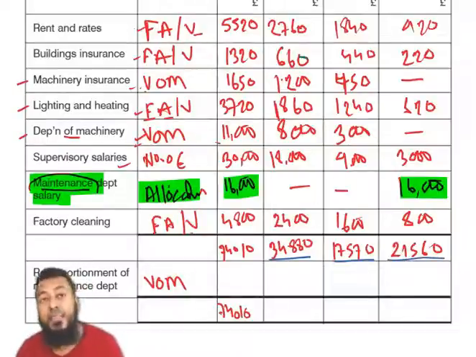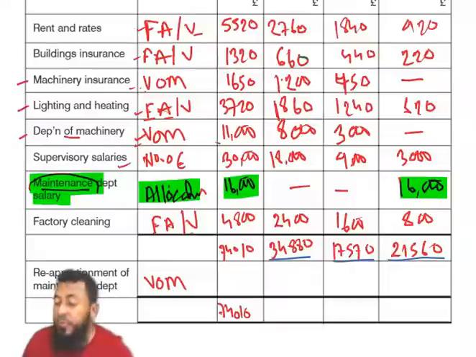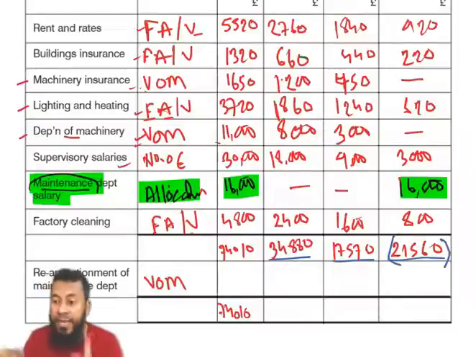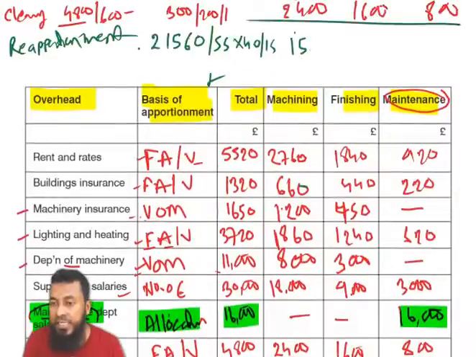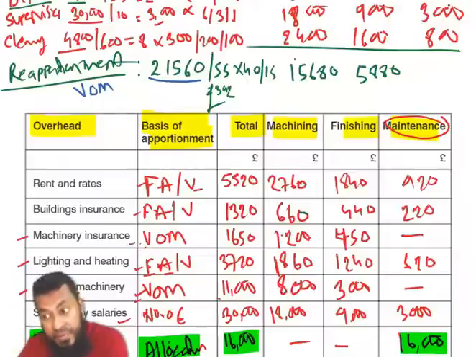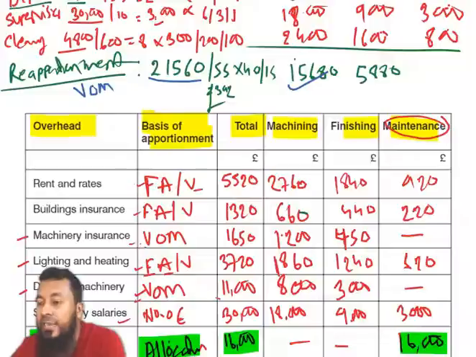And for part B, they asked us to reapportion. Reapportion means you need to transfer your service department money into the production departments. So the service department is 21,560. We need to make it minus and put it into the machining and finishing on a suitable basis. What was the basis? Value of machine, wasn't it? I have done the working already here. 21,560 for the maintenance department needs to be reapportioned, divided by 55,000 times 40,000 you get for machining, and times 15 you get for finishing.